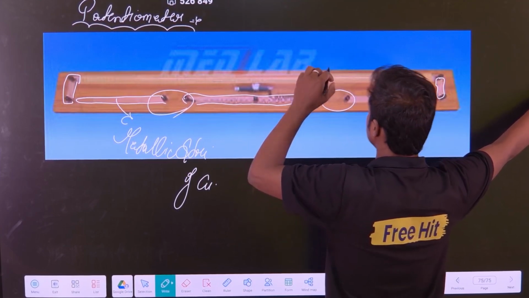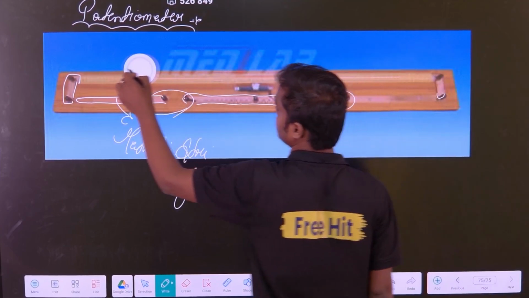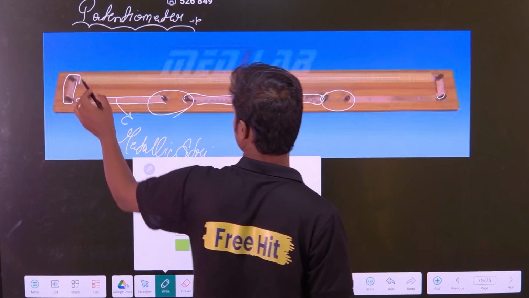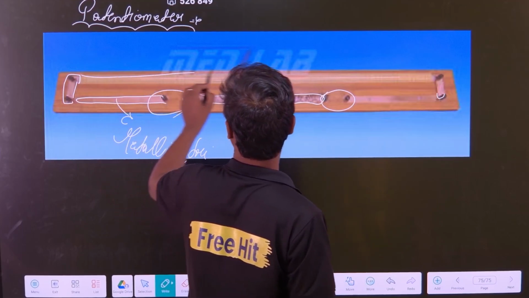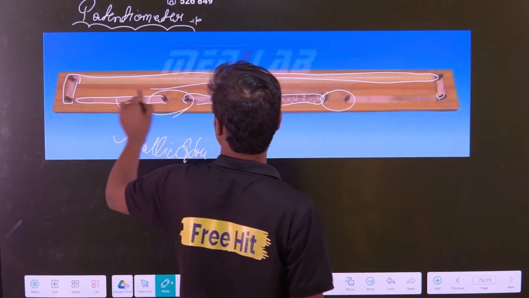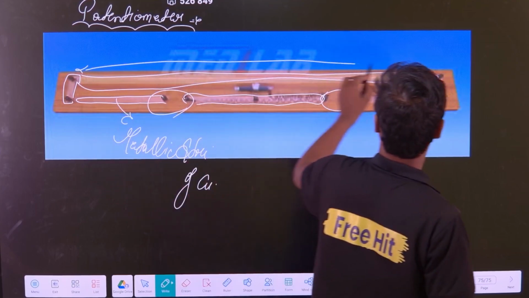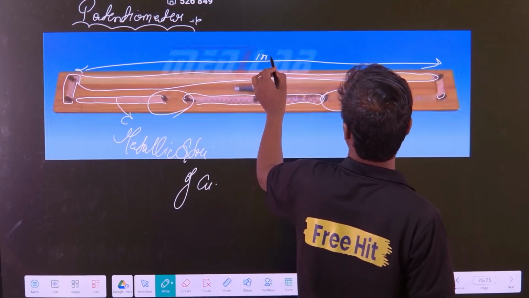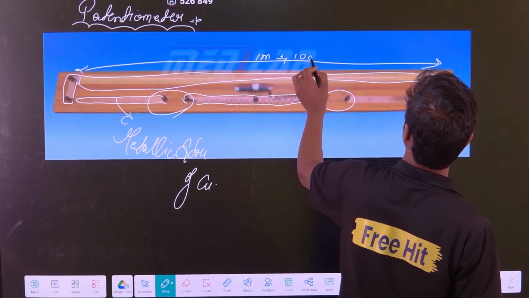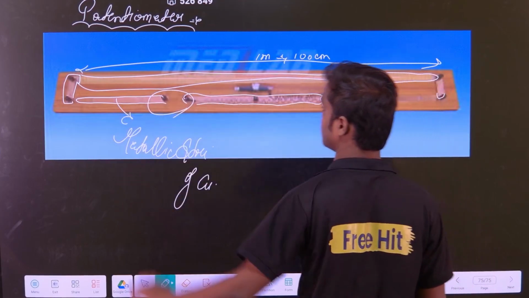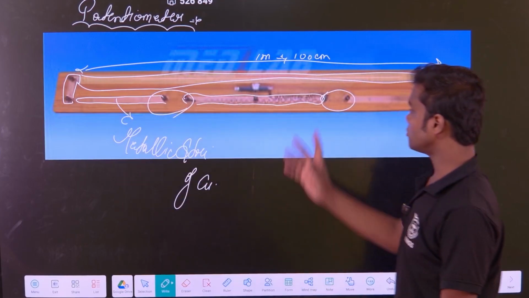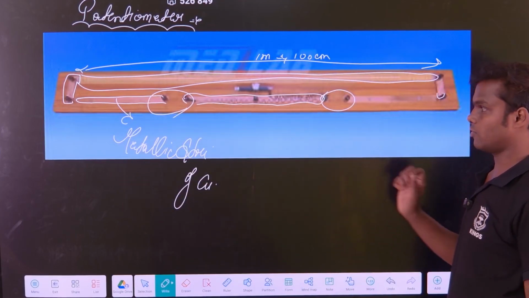Basically you can see there is a 1 meter scale, which means this is a scale whose length is 1 meter, or you can say 100 centimeters. This is the length of this scale, correct? This is how the potentiometer looks, first of all.